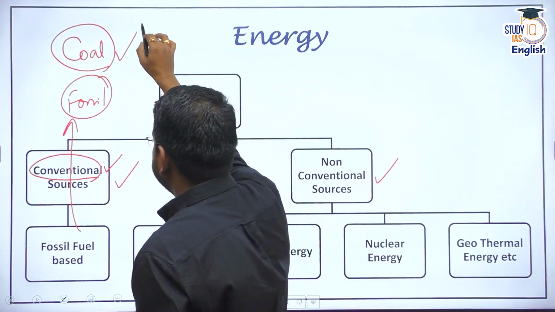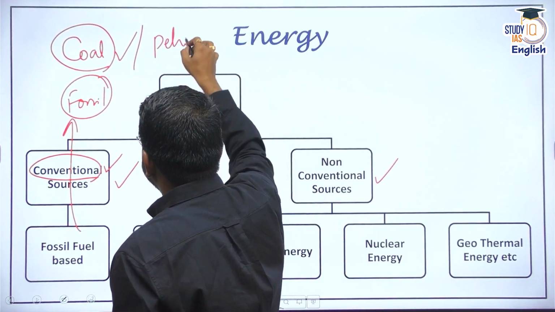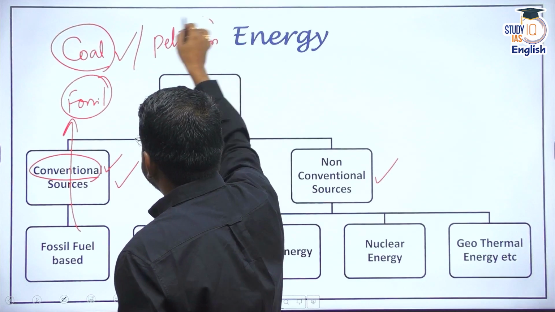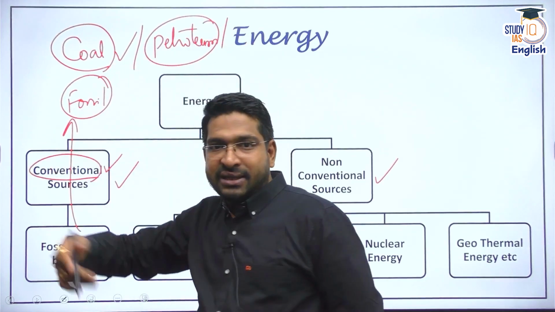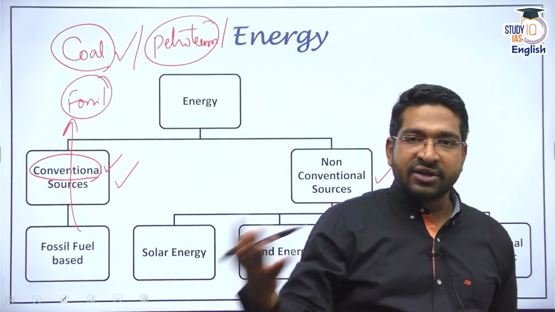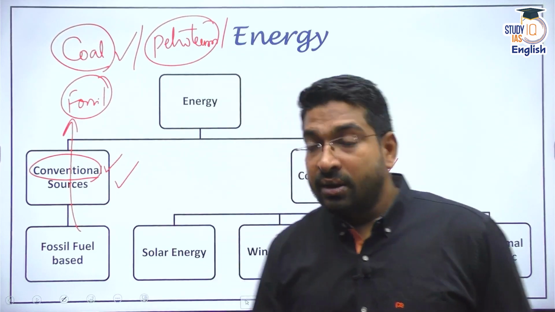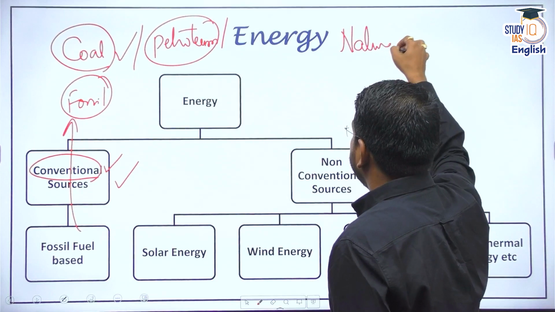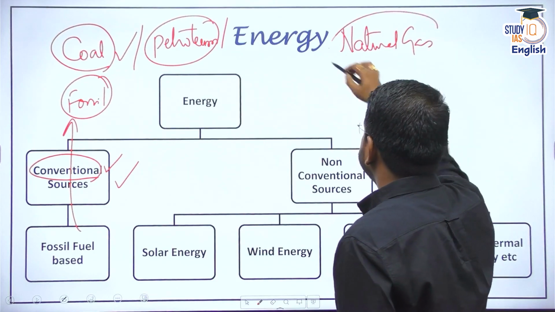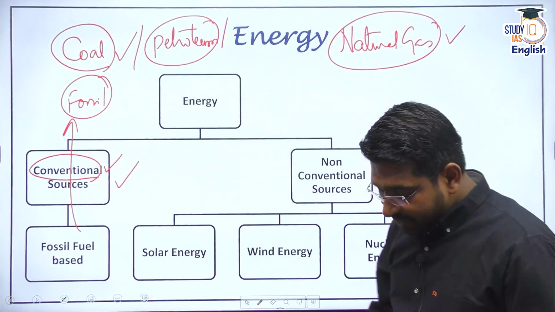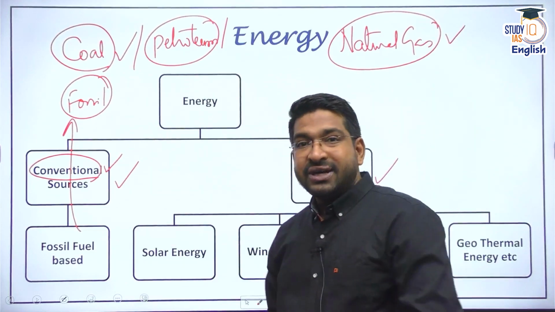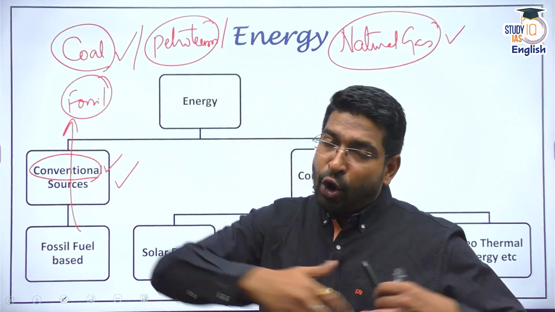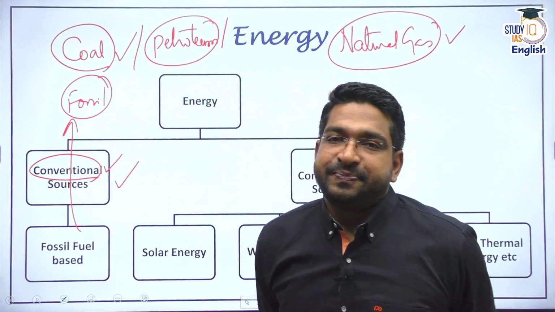Predominantly, I have coal. Later on, I also discovered petroleum. By fractional distillation of petroleum, I created gasoline, that is petrol. I created diesel. I created other fuels, kerosene, etc. In recent times, we are talking about natural gas. This is also a fossil fuel. Fossil fuel means a source of energy which takes a very long time to replenish itself.